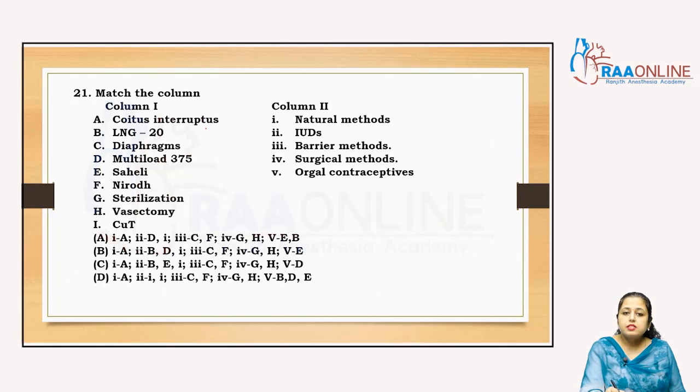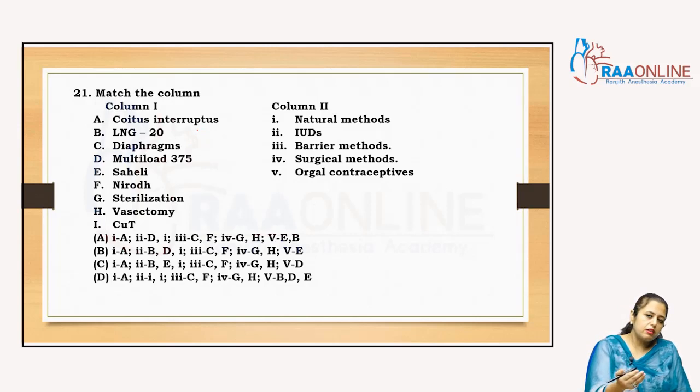Coitus interruptus is a natural method, in which the ejaculation of semen does not occur inside the female's body. Just before the ejaculation of the semen, the male organ, the penis, comes out of the female's body. That is called coitus interruptus. That means the coitus will not be completed in that manner. So coitus interruptus is the natural method.